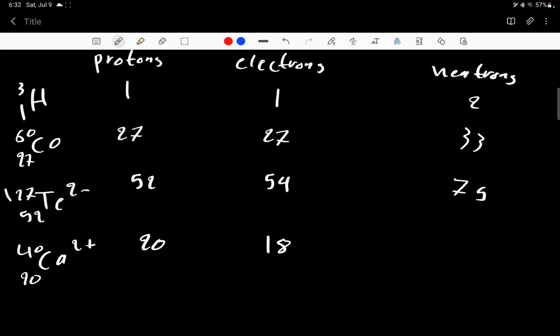For the number of neutrons, we are going to apply the formula one more time. So A, which is the atomic mass, which is 40, equals the atomic number, which is 20, plus the number of neutrons. The number of neutrons equals 40 minus 20, and that is going to be equal to 20. So we simply have 20 neutrons.